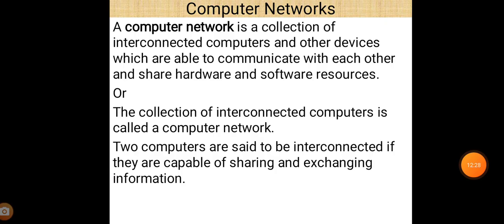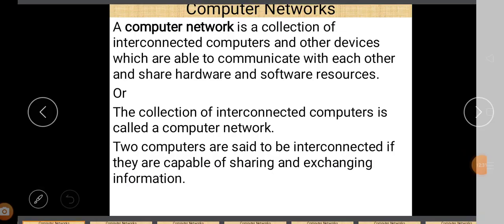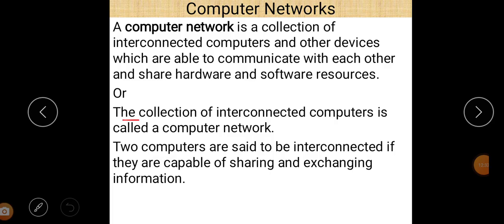So here is the definition. You can easily see that the collection of interconnected computers is called the computer network. The basic purpose of the computer network is to connect different computers, and these computers are also called nodes or workstations. So different computers are connected together, and when different computers are connected together, this type of connection is called the computer network.